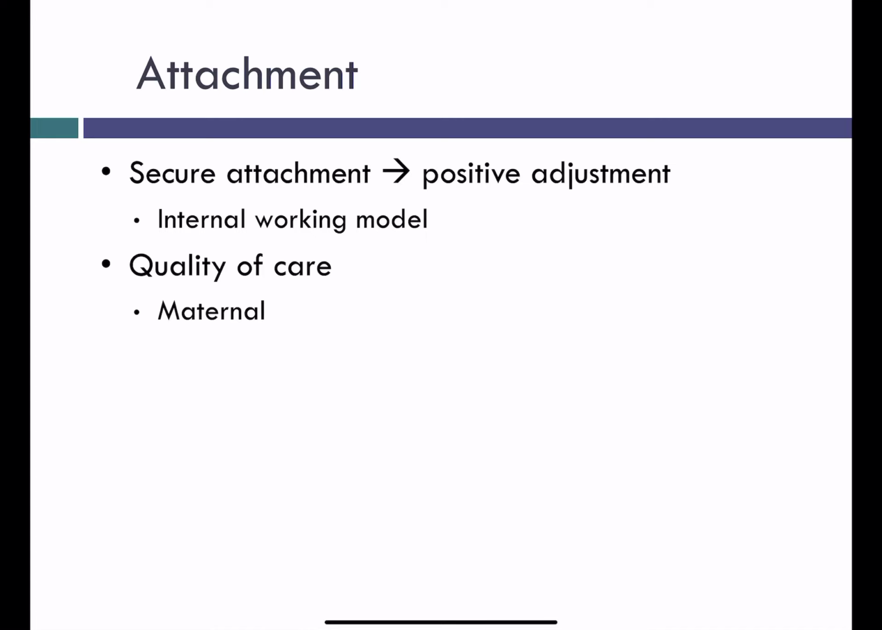Generally, we see that secure attachment is associated with positive adjustment. So the idea here is that through an internal working model, your relationship with your parents sets your expectations for the rest of your relationships. So your relationships as an infant with your parents affect how you will behave in your friendships in childhood and adolescence, and how you'll behave in your romantic relationships, what you expect from the other person. And in terms of what creates the attachment, it seems like maternal care is really the most important thing and plays a really big role.